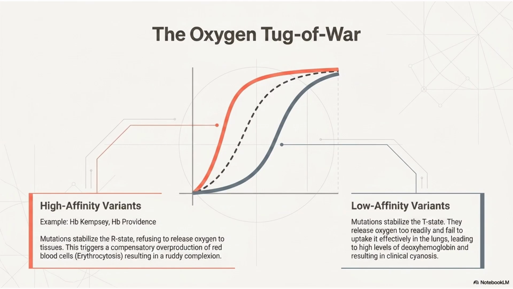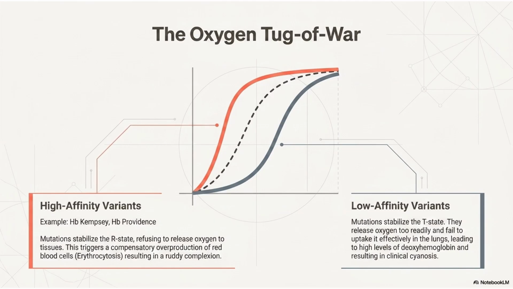That's exactly what this graph illustrates. Notice the left shifted curve. This represents high-affinity hemoglobin variants. These abnormal hemoglobins grab oxygen very easily, but they don't want to release it. As a result, tissues receive less oxygen than they actually need.